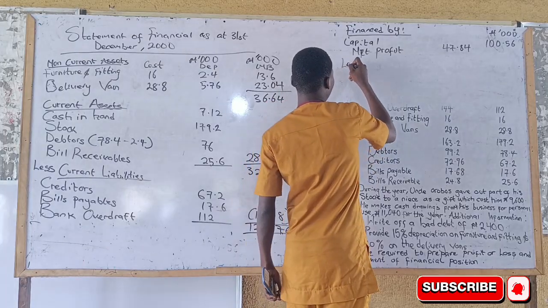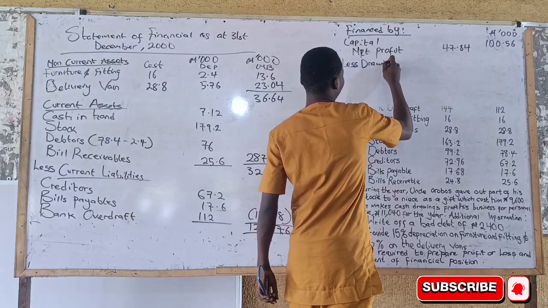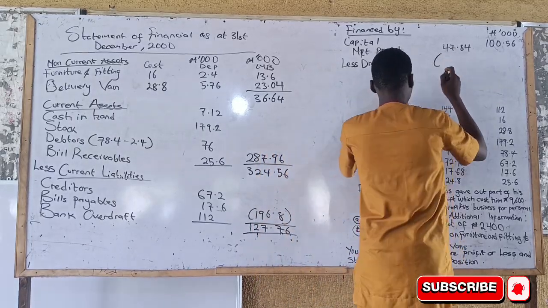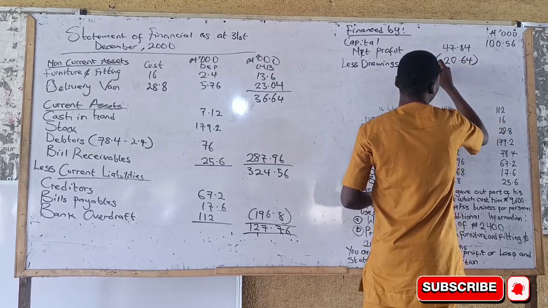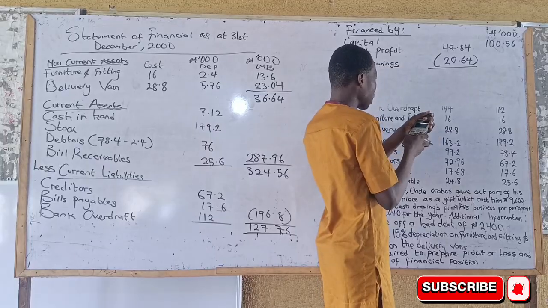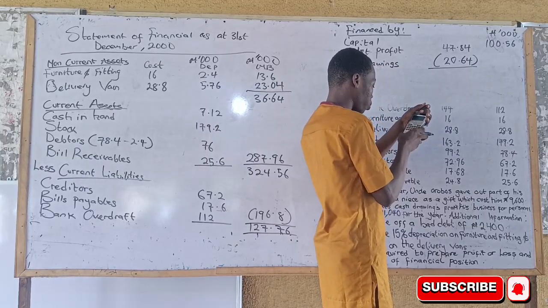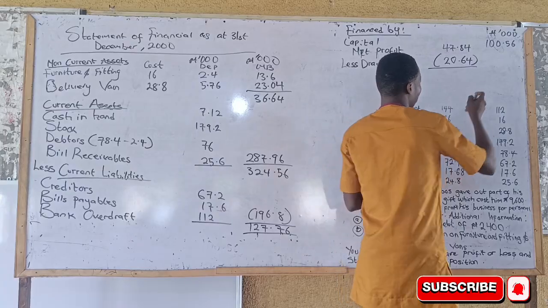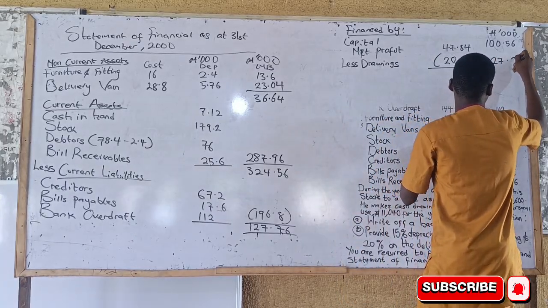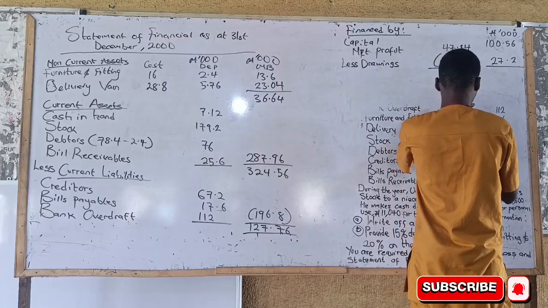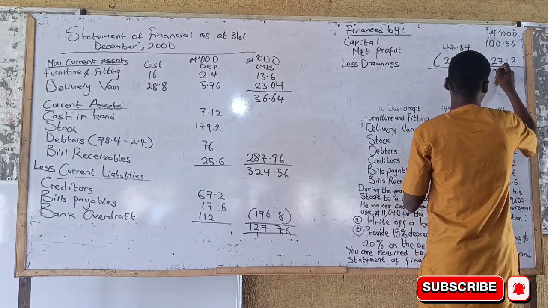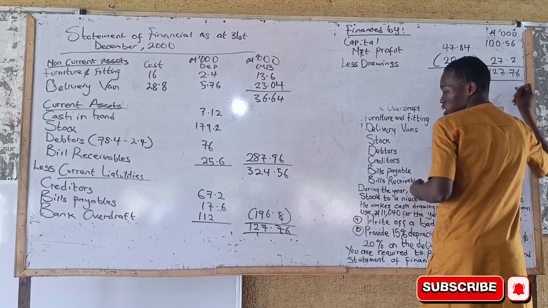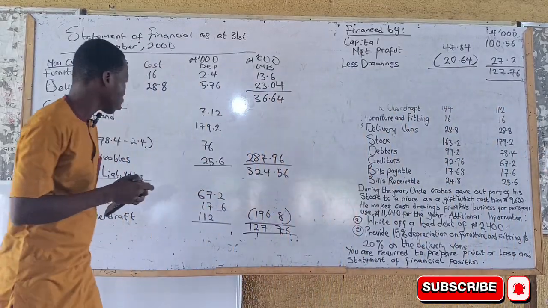That is less drawings. I said the drawings is 20.64. So when we less it, 47.84 minus 20.64, that is 27.2. So adding this up, 156 plus 27.2 is going to give us 127.76. Now let's look at it. Yes, it's correct.